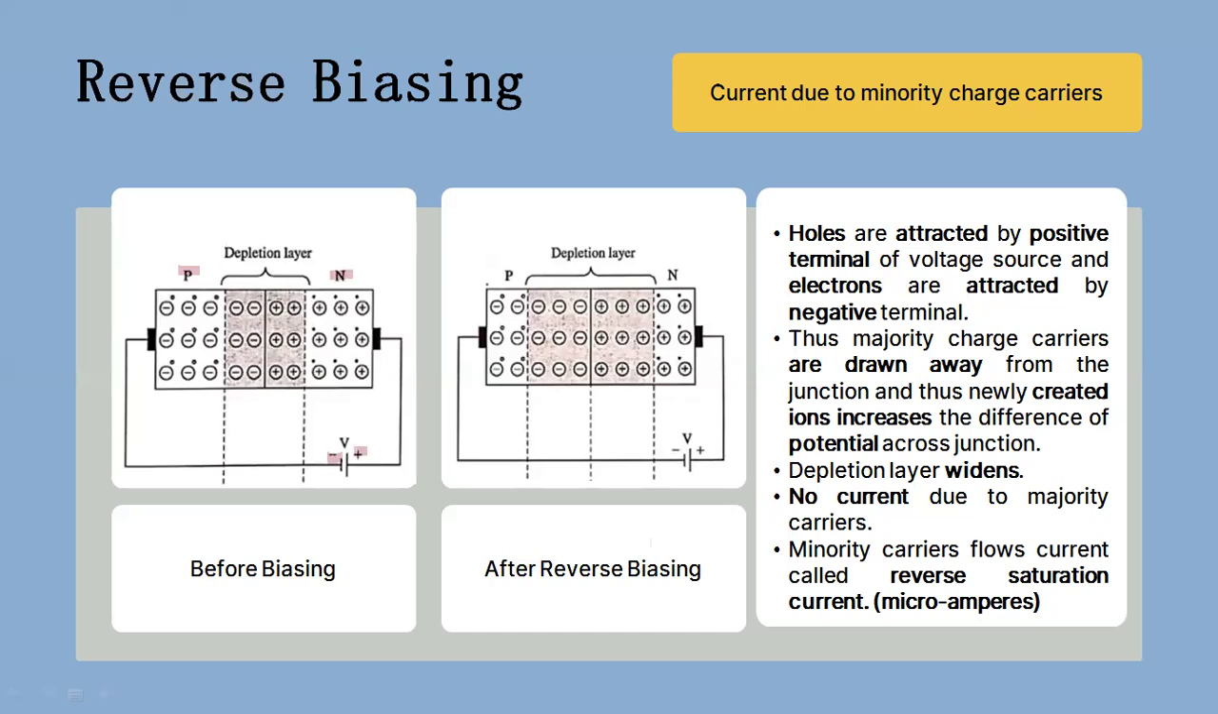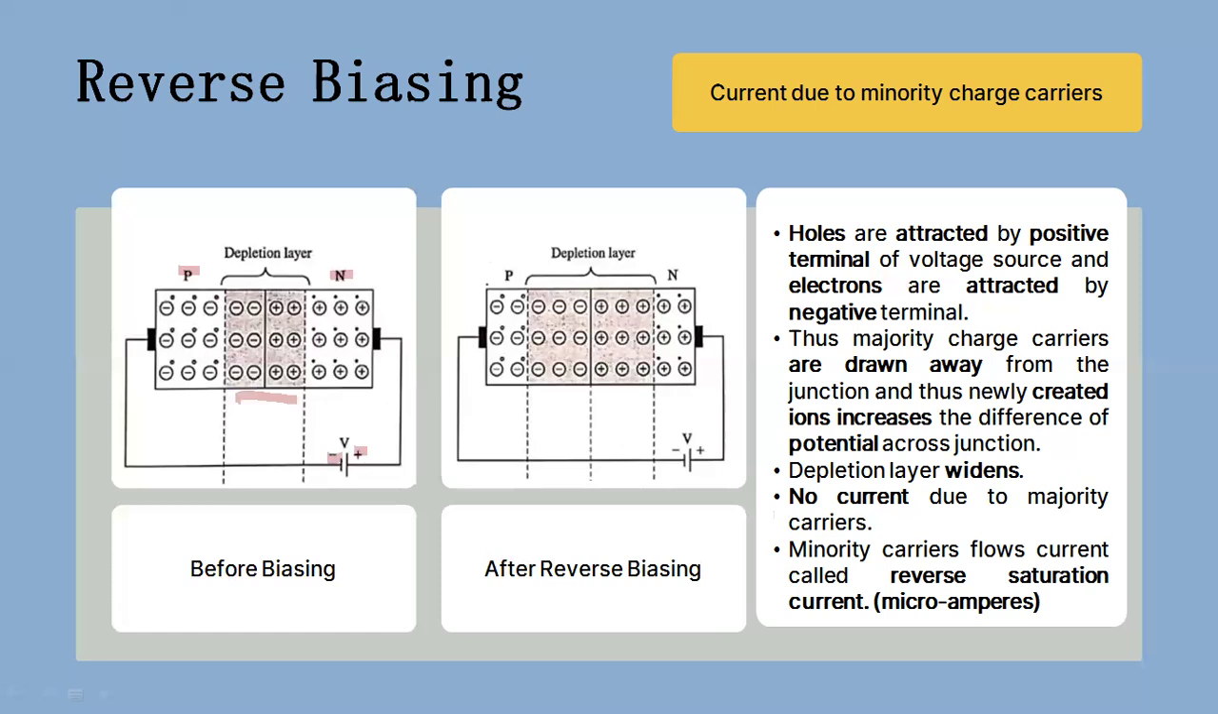Thus, the majority charge carriers are drawn away from the junction, and you can see the width of the depletion layer before and after reverse biasing. The width of the depletion layer is increased, right? As the width of the depletion layer increases, no current flows due to majority charge carriers. So we can say in reverse bias, it will not allow the current to flow.